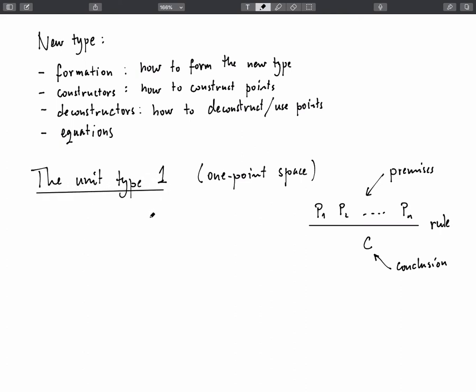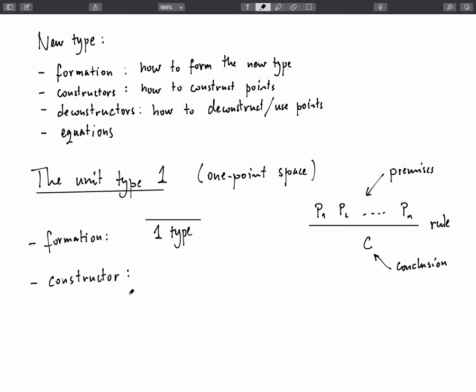Okay. So for instance, just to practice, the formation rule. Well, the formation rule is just very simple. 1 is a type. You just say 1 is a type. Like that. And if you want to say it unconditionally, you can put a line here and no premises. This means there are no obligations, just 1 is a type. Okay? And now we have to give ourselves a point. So there's one constructor.